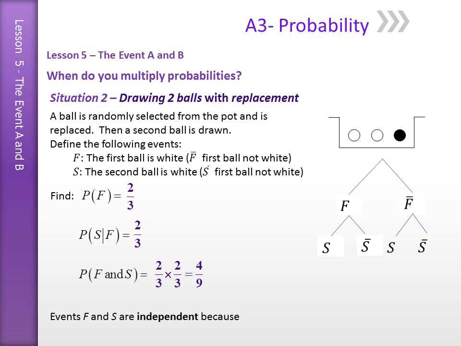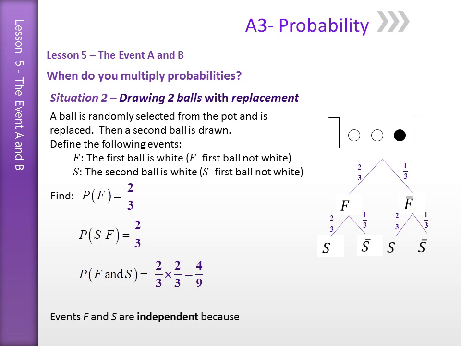So in our tree diagram to the right, we still have for the first row the 2/3 and the 1/3. And because we've replaced, our sample space is the same. So to get a white ball the second time would be 2 out of 3. A black ball would be 1 out of 3. And the same if we chose the white ball. If we chose the black ball first, it would still be 2/3 for a white and 1/3 for a black.